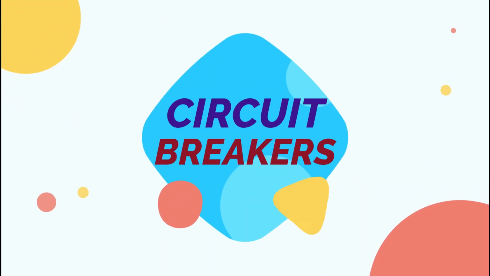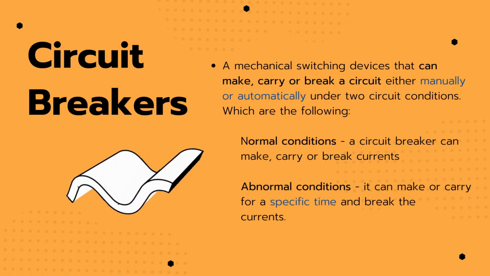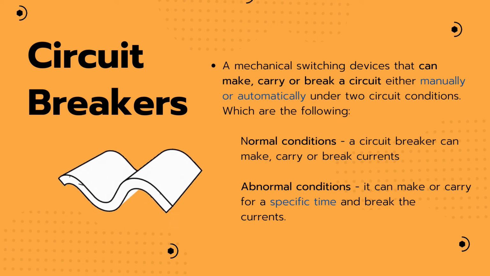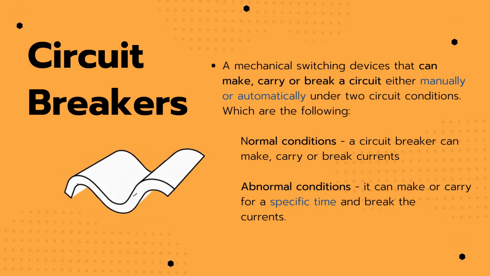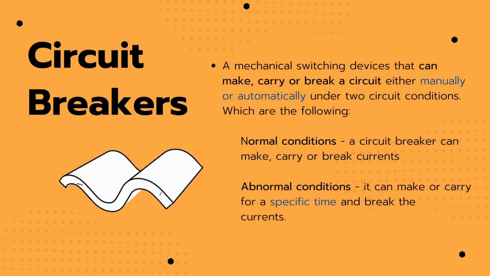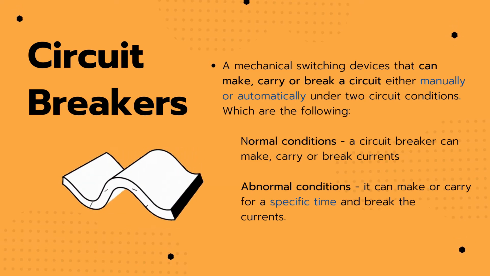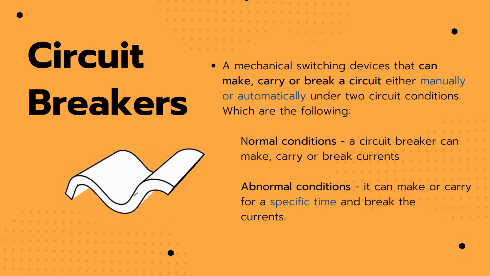Now that we know about fuses, let us talk about circuit breakers. What are circuit breakers? It is a mechanical switching device that can make, carry, or break a circuit either manually or automatically, under normal and abnormal circuit conditions. A circuit breaker can make, carry, or break currents under what are called normal conditions, while a circuit breaker can make or carry for a specific time and break the currents under what are called abnormal conditions.